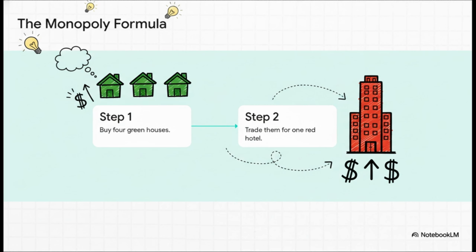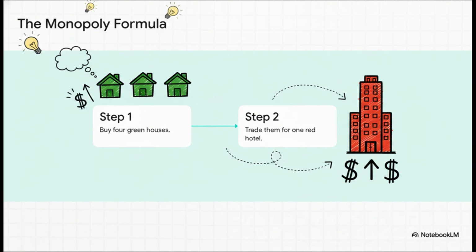And here it is. The secret to winning at Monopoly, and as it turns out in life, is this simple two-step process. First, you buy 4 greenhouses. You acquire these small, cash-flowing assets. Then, step 2, you trade them all in for one big red hotel. You consolidate them into a larger, way more powerful asset.